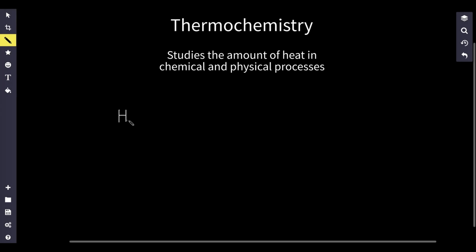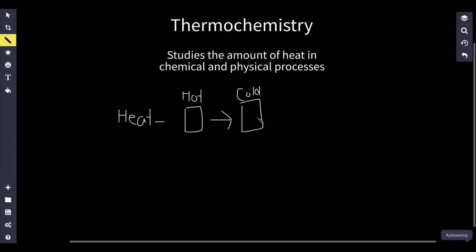So heat is just the transfer of energy between a hotter object, let's say this one's hotter, to a colder object. So it's just the transfer of energy from the hotter object to a colder object. So it's based on a difference of temperature. While temperature, I'm just saying temp, is just how hot or cold something is.